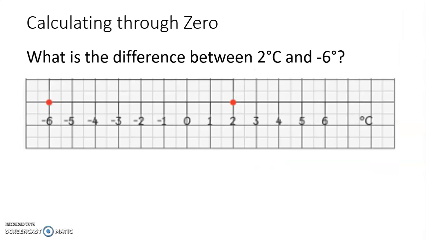Right, let's have a look at this one. What is the difference between 2 degrees C and -6 degrees C? Again, pause the video now if you'd like to have a go on your own. Right, so let's find 2 degrees C on this horizontal number line. And then let's count back to -6. We can see that it is a difference of 8. And again, that little top tip, because we're calculating the difference between a positive and negative number, 2 plus 6 is 8.